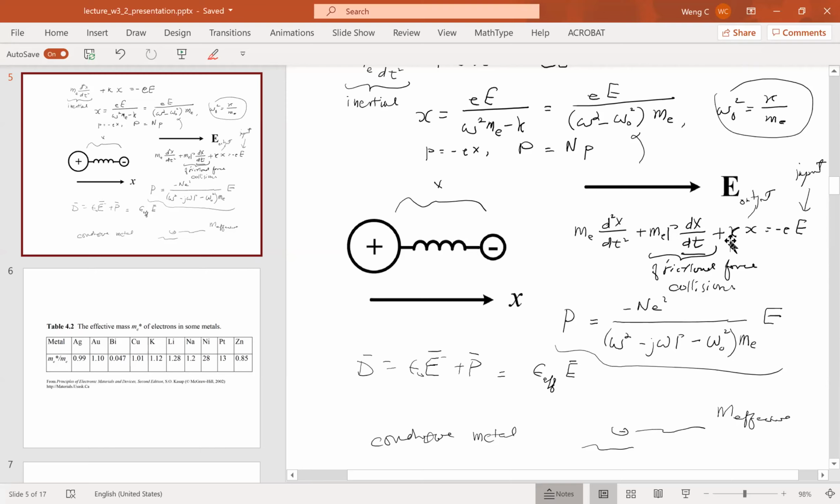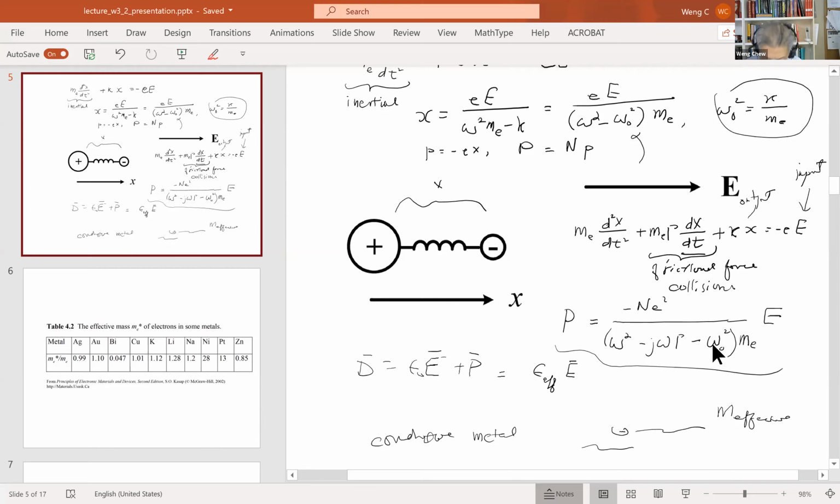Yes, I can see your cursor. Okay, good. So you can drop this term and that term. Then we are back to the plasma equation again. And if you can drop this term and that term, we get back to the plasma equation. But what is so special about the plasma? Plasma is special in the sense that the permittivity can become negative.